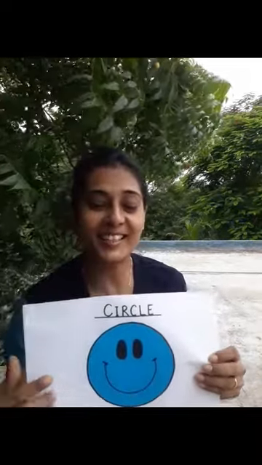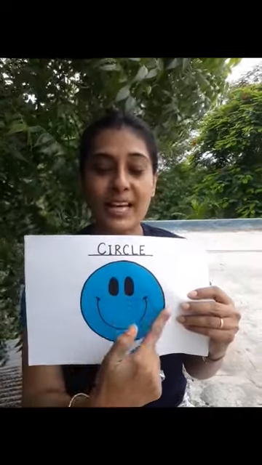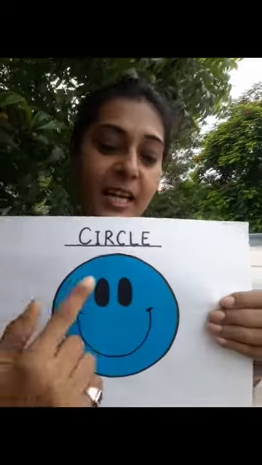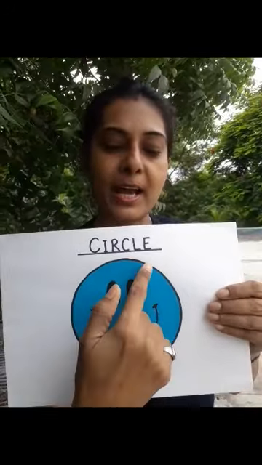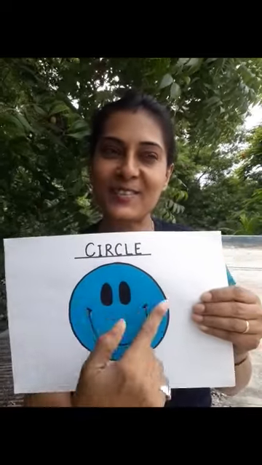This is a circle. It goes round and round. This is a circle. It goes round and round.